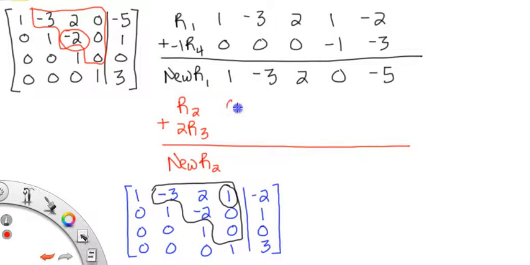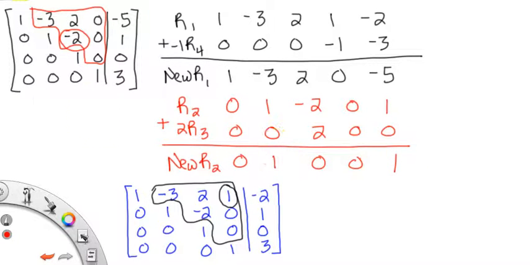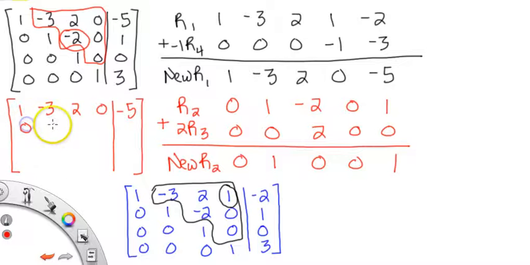So my original row 2, 0, 1, negative 2, 0, and 1. And then 2 times row 3, 0, 0, positive 2, 0, and 0. Adding straight down, 0, 1, 0, 0, and 1. And now I'll rewrite my matrix. Row 1 stays the same. I have a new row 2, 0, 1, 0, 0, and 1. And then row 3 and 4 stay the same.